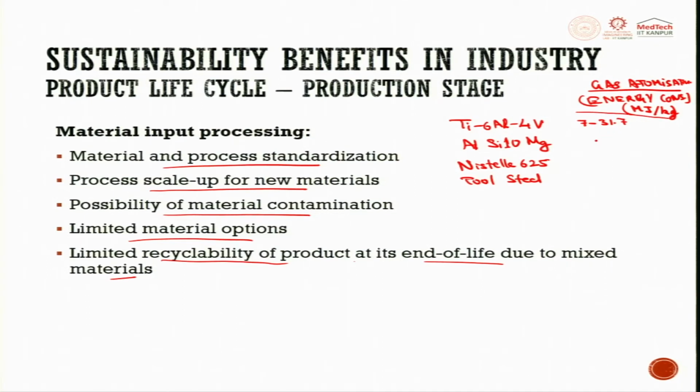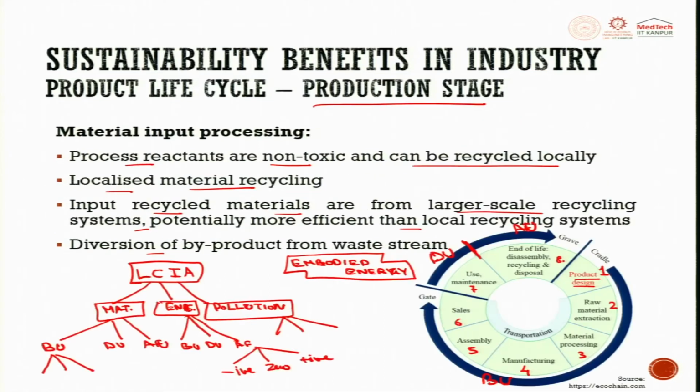Then for the aluminum alloy, it has given 8.1 megajoules per kg. For this turbine blades alloy, it has given 55.6. And for the tool steel, it has given 1.0. So this energy becomes our energy input here before use.